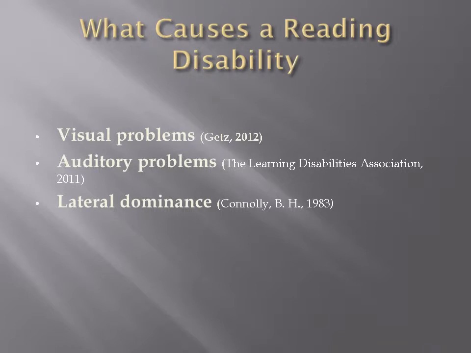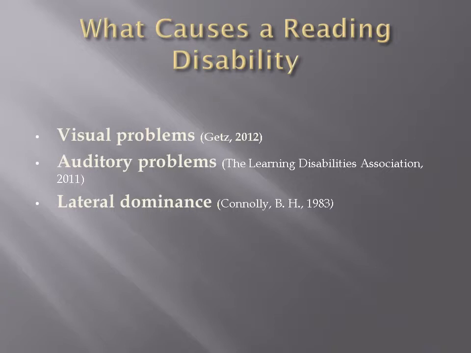Researchers have developed many different theories that try to explain what causes reading disabilities. One theory is visual problems. A student can lack visual acuity or have eye-teaming problems. These types of visual problems can be a contributing factor, but visual acuity can be fixed with eyeglasses, and eye-teaming problems can be fixed with therapy.